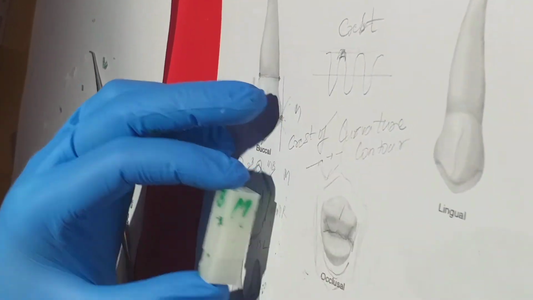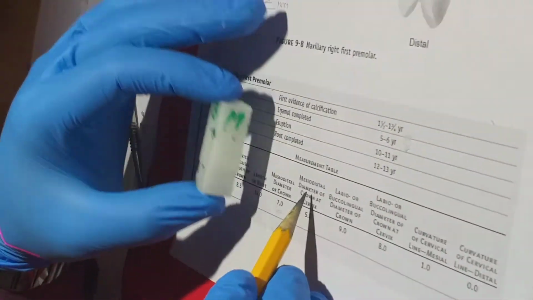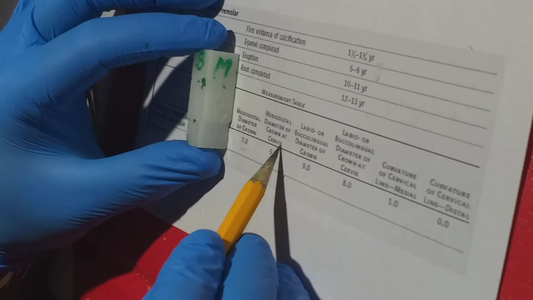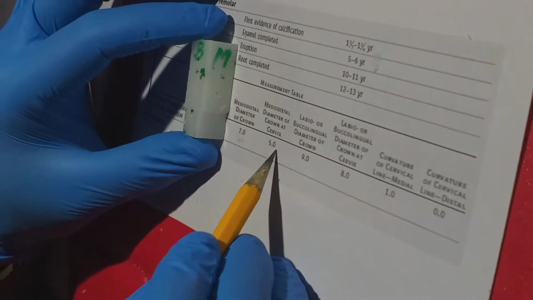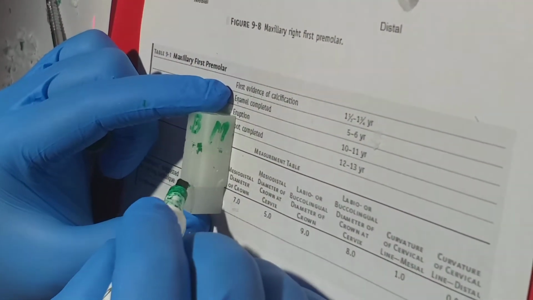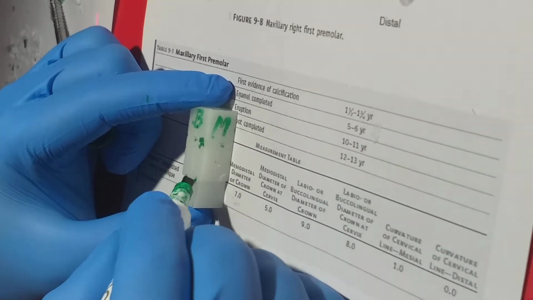So first thing I would like to know is the mesiodistal diameter of the crown at the cervix. It is 6 mm. So how much on either side? I take roughly 3 mm.